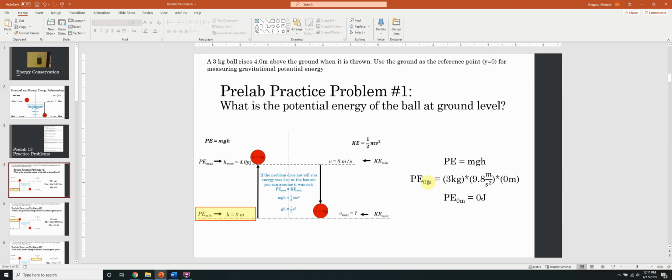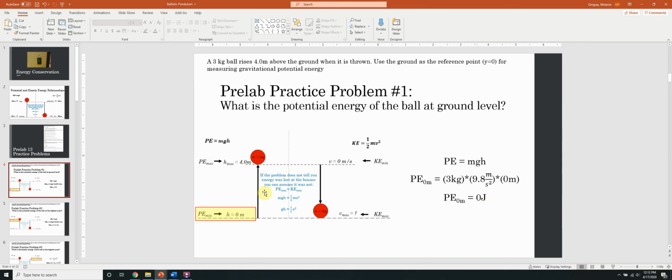So at ground level, at 0 meters, that's this one right here that I've highlighted, that's going to be equal to 3 kilograms, right? That's our mass, times gravity, 9.8 meters per second squared, times our height, which is 0 meters. So, of course, anything times 0 is 0, so we get that our potential energy at 0 meters is equal to 0 joules.